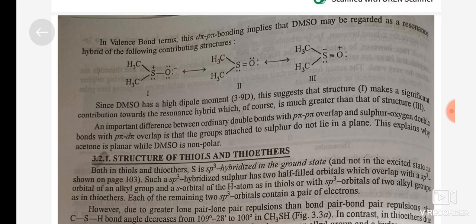Since DMSO has a high dipole moment, 3.9 D, this suggests that structure 1 makes a significant contribution toward the resonance hybrid, which of course is much greater than that of structure 3. An important difference between an ordinary double bond with p pi-p pi overlap and the sulfur-oxygen double bond with p pi-d pi overlap is that the groups attached to sulfur do not lie in a plane. This explains why acetone is planar while DMSO is non-planar. Structure of thiols and thioethers.